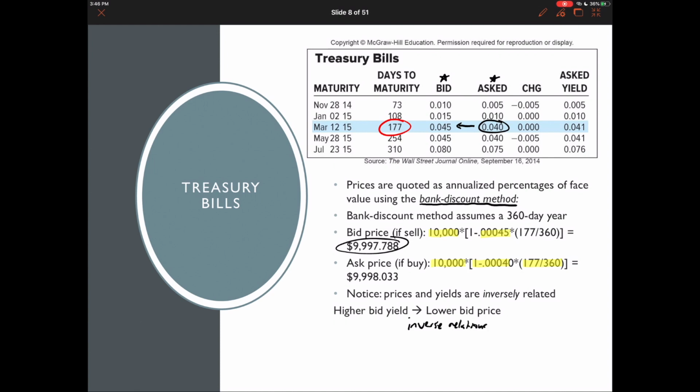So the key takeaway is to understand that the bid price and the ask price are what the dealer is willing to buy the security at and what the dealer is willing to sell the security at, and to understand that these treasury bills are not listed as a price. They are listed as a percentage based on whatever the price is. So they are listed as the yield based on whatever that price is.